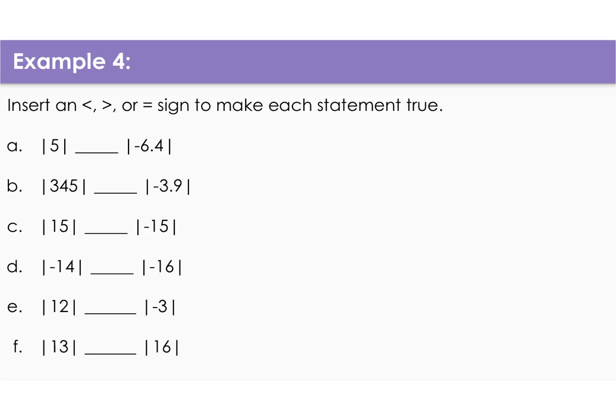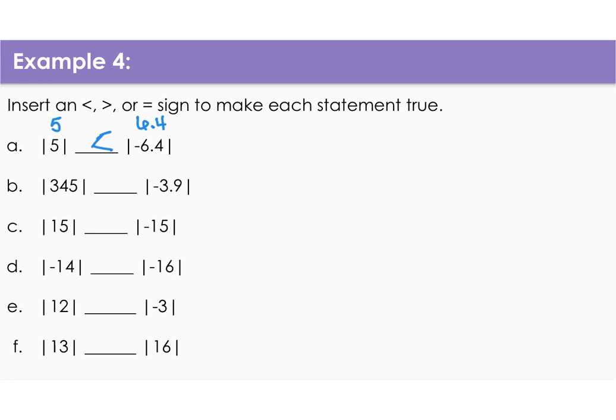So we're going to insert greater than, less than, or equal sign to make each statement true. So the first thing we're going to have to do is get rid of the absolute value signs. So the absolute value of 5 is 5. The absolute value of negative 6.4 is a positive 6.4. So which one of those is larger? Remember, my large opening goes towards the larger number.